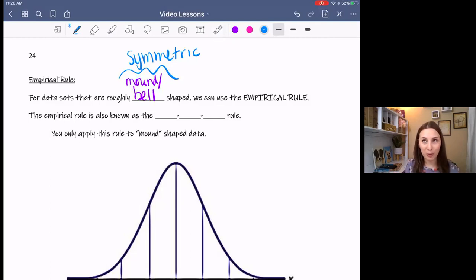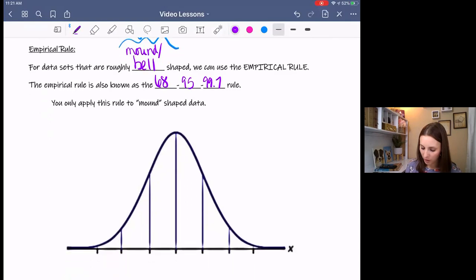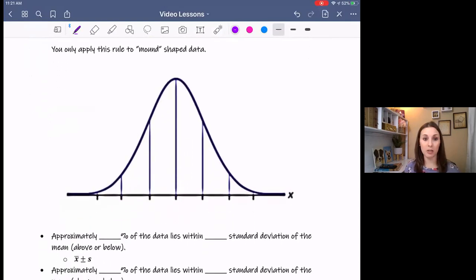The empirical rule is also known as the 68, 95, 99.7 rule. That might seem very odd to you. Why would we use those numbers? But you'll see in just a second why this makes sense. So this is a picture of maybe what would be considered mound-shaped or bell-shaped or symmetric. If you remember back to the histograms or the dot plots, and we kind of tracked the shape of them, they might have been right skewed, left skewed. This is symmetric.